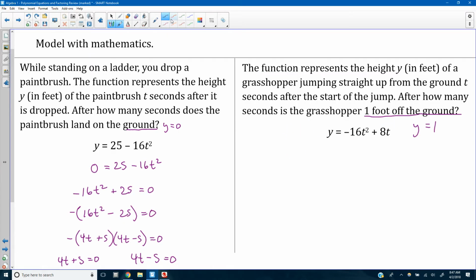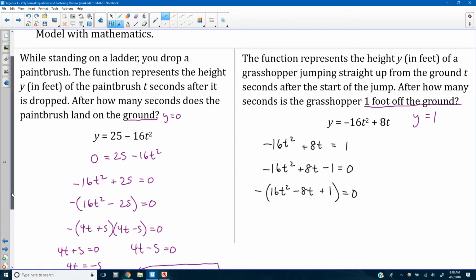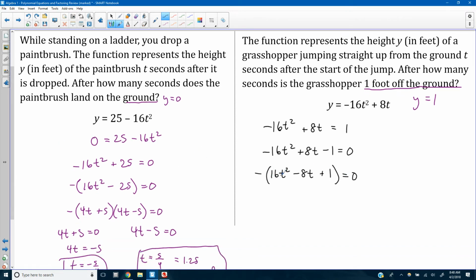Substitute y equals 1. So we have negative 16t squared plus 8t equals 1. Subtract the 1 over. Negative 16t squared plus 8t minus 1 equals 0. I don't like a negative quadratic. I'm going to factor that out. 16t squared minus 8t plus 1 equals 0. Okay, I see a perfect square trinomial here. This is a perfect square of 4t, quantity squared, and this is 1 quantity squared, or negative 1, because this is a negative. This is double the product of negative 1 and 4t. So this is going to be 4t minus 1 quantity squared.